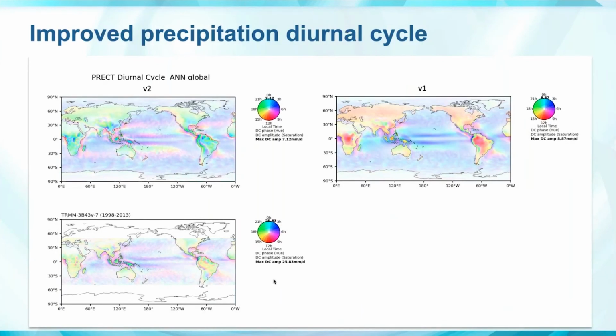The diurnal cycle is also improved in V2 compared to V1. It's not as dramatic as what we've seen from SCREAM, but it's going in the right direction. You can see from the color, they are closer to the observation than they were in V1. But the amplitude, I should mention, is too weak.